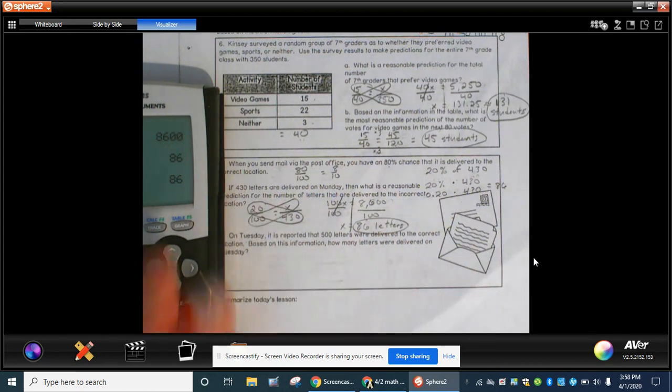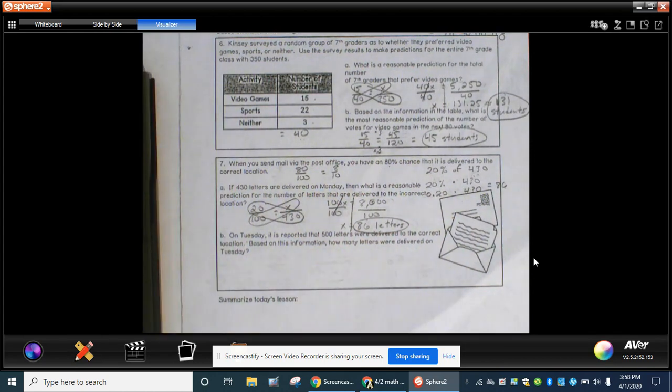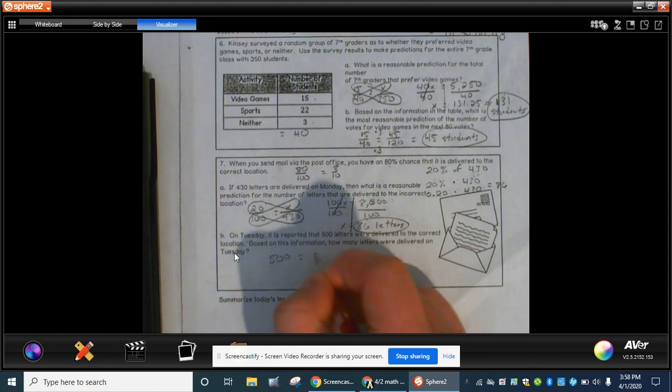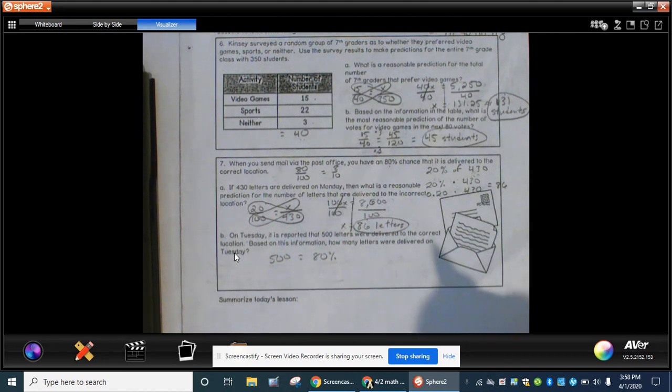All right. B. On Tuesday, it is reported that 500 letters were delivered to the correct location. Based on this information, how many letters were delivered on Tuesday? So we have to figure out how many total letters were delivered. Now keep in mind, 80% are delivered to the correct location. 500 were delivered to the correct location. So 500 is equal to 80%. Okay?